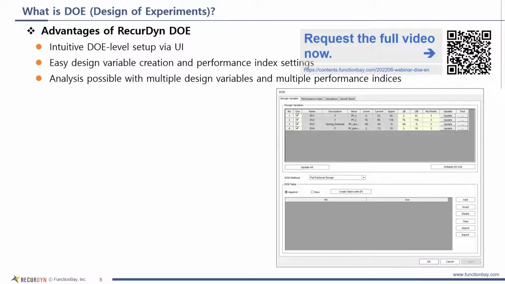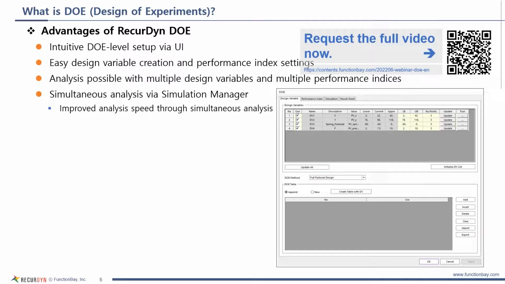In the DOE dialog box, there are sections to set the minimum and maximum values, and you can intuitively see each design variable and the number of design variables. And the simultaneous analysis of the DOE analysis cases is possible using Simulation Manager. The DOE analysis via Simulation Manager, which will be explained in more detail later, enables a significant analysis speed improvement.